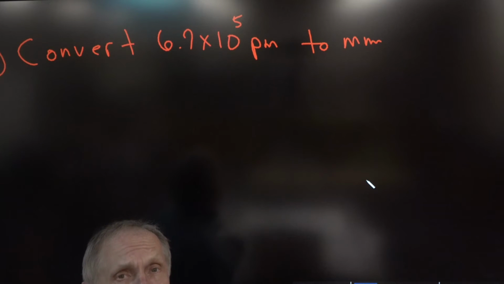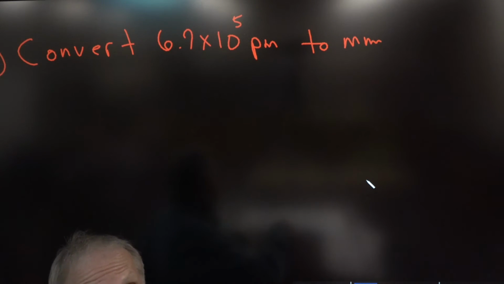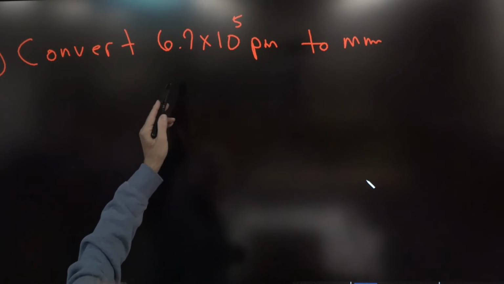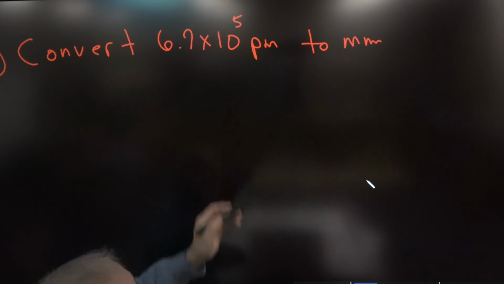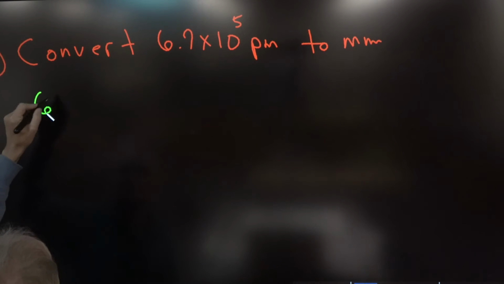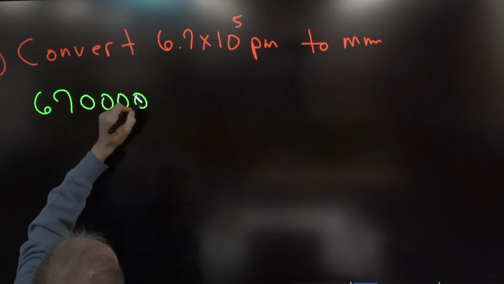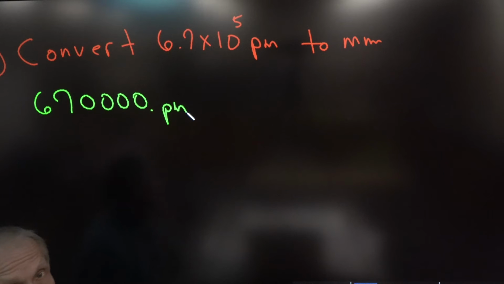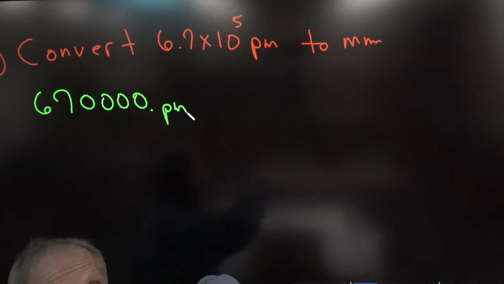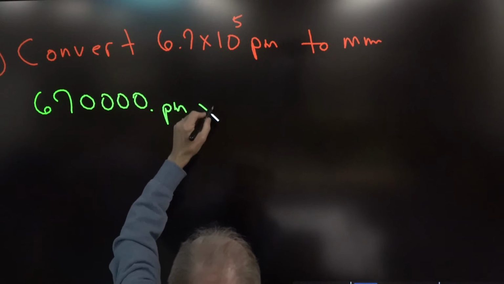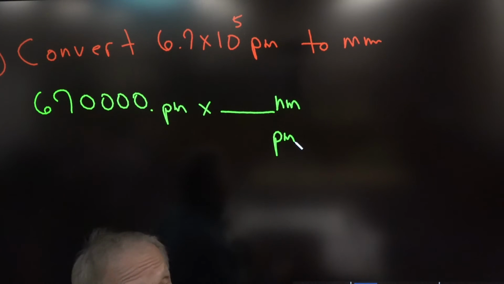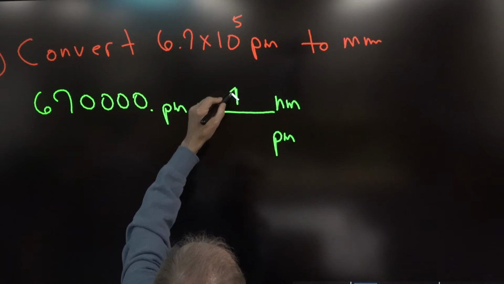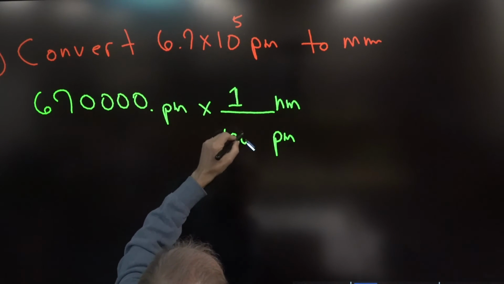So now we're going to do our second one, and we're going to go the other way. Last time we went down the scale, this time we're going up. So I have 6.7 times 10 to the 5th picometers, and we want to go to millimeters. All right, so we have to first get that out of scientific notation. So that's what that looks like, right? 5 places to the right. So we have 4 zeros. And now we have to go from picometers up to nanometers. Remember, whatever we want to get out of has to go on the bottom. So 1 nanometer is 1,000 picometers.